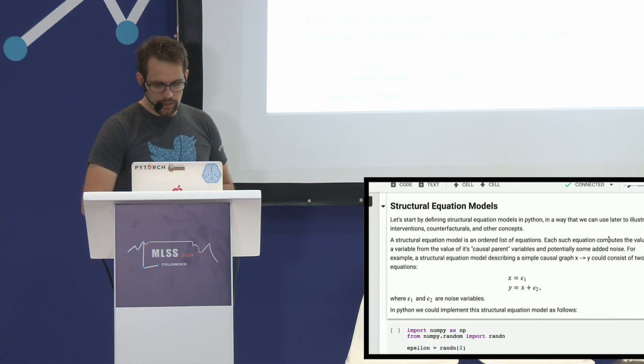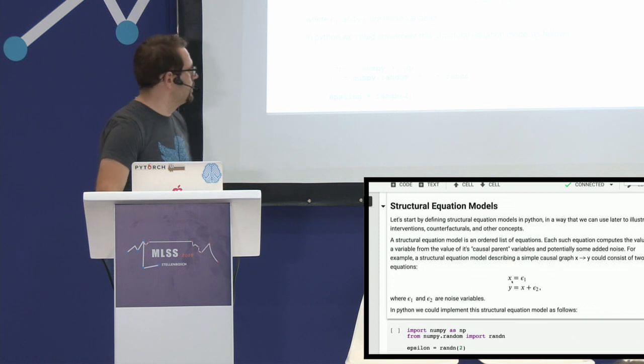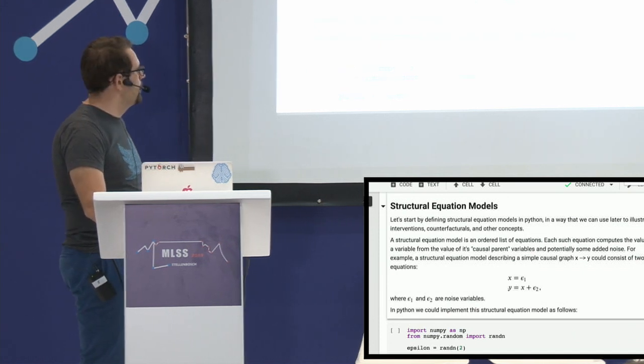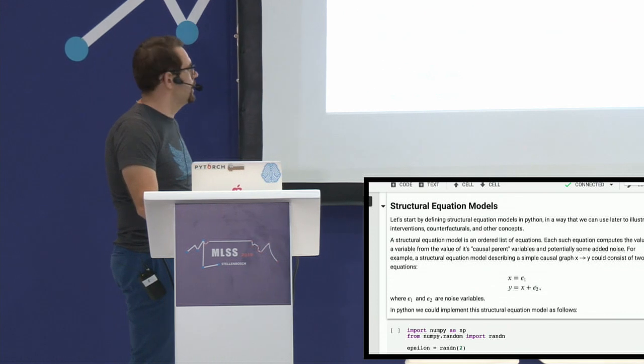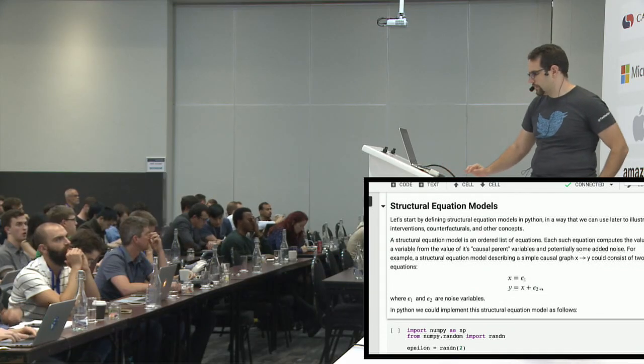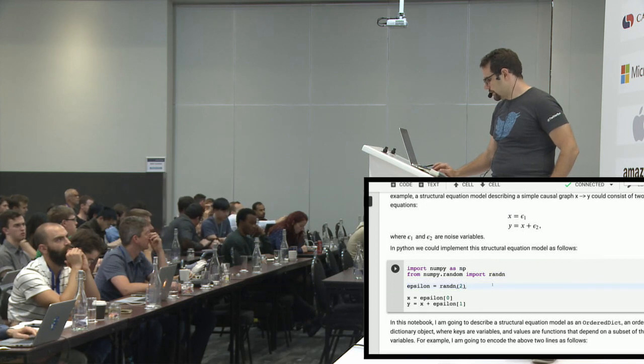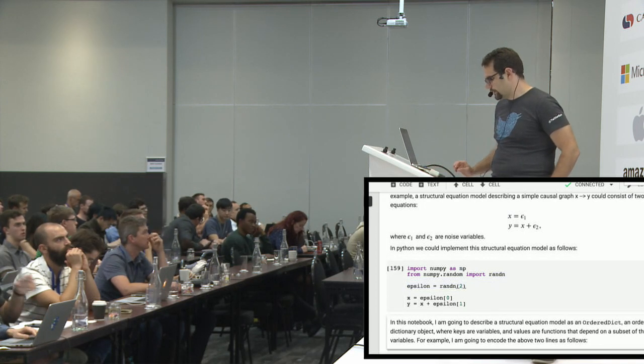If I have a structural equation model, which is this simple one, x equals epsilon 1. So f1 here just depends on epsilon 1, and it just outputs epsilon 1. And y is x plus epsilon 2. Epsilon 1 and epsilon 2 are noise terms. I can write that in Python roughly like this. So hopefully I can evaluate these cells.